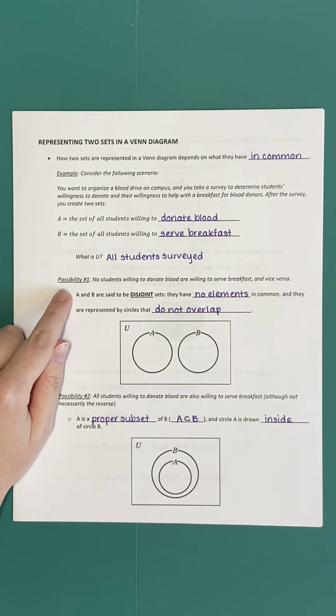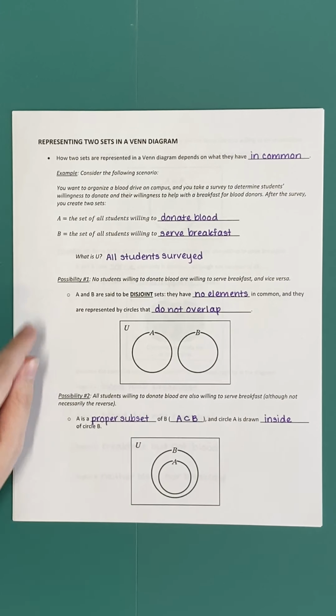In this case, A and B are said to be disjoint. That's the term for this. Disjoint means they have no elements in common. So we took the elements in the universal set. We took the names of all these students. We grouped them a little bit further, but we didn't have anyone that fell under both categories, that fell into both sets.